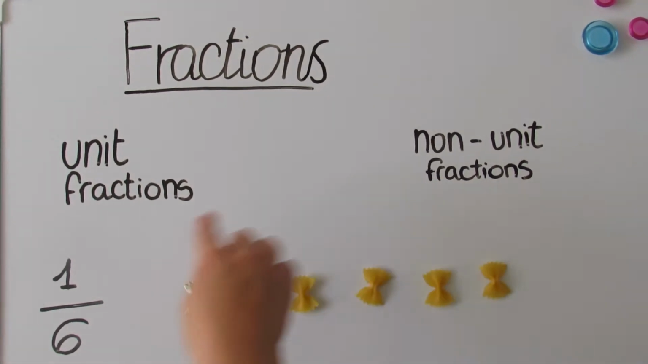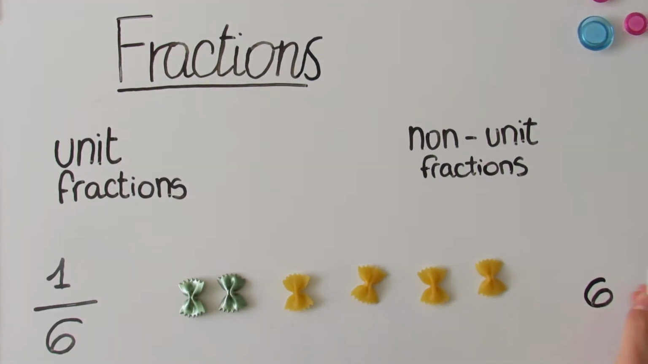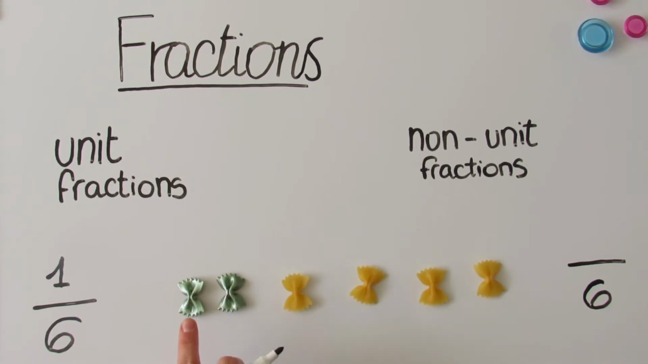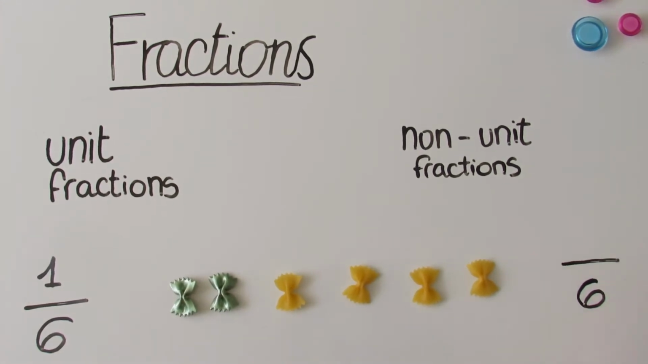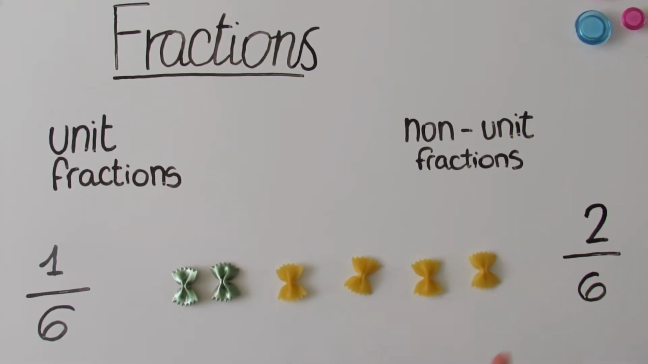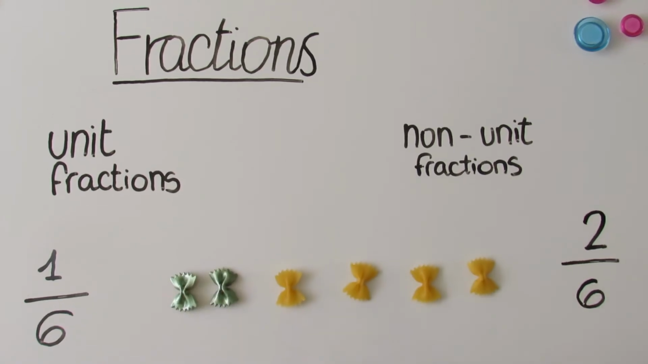What happens if instead of 1 pink we put 2 greens? Our whole is going to stay the same, so we have 6 underneath. And then we count the green part. So it's 1, 2. So it's 2 as our numerator. So we have 2 green out of 6 whole.